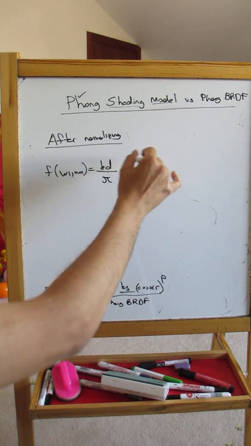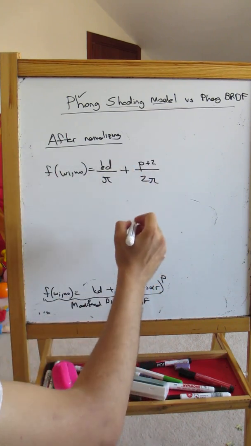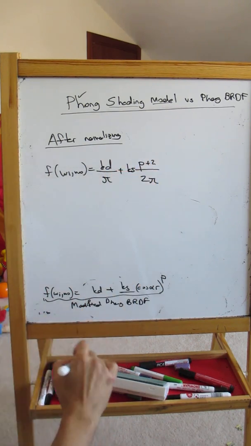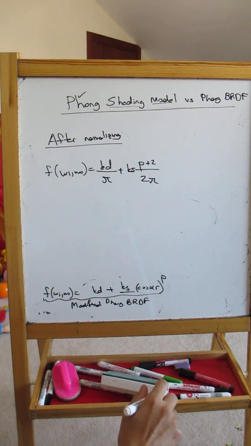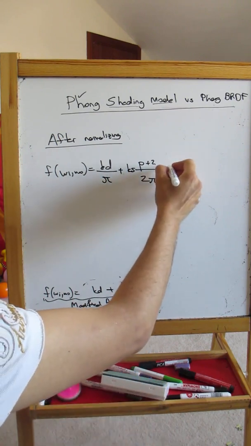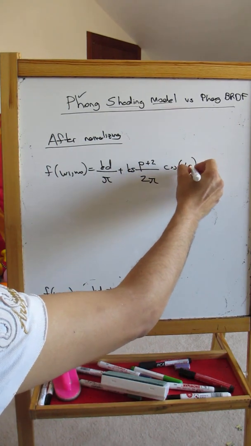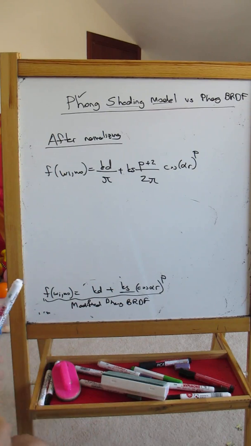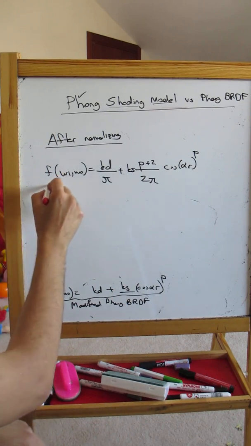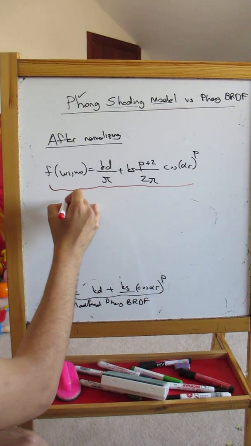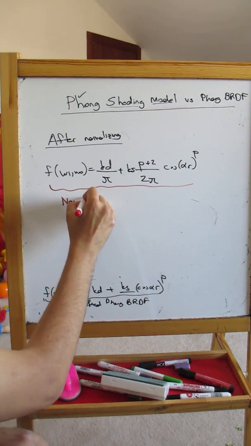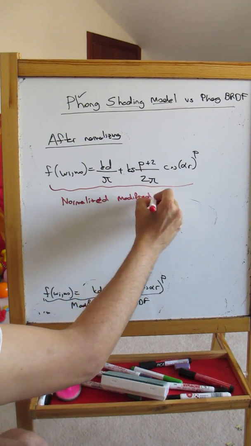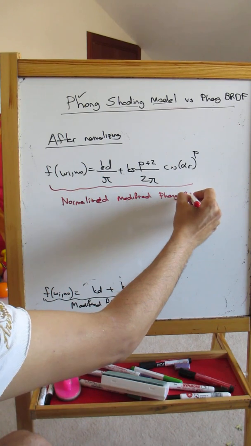So this should be familiar to you. And then we have Ks, let's write Ks times n plus 2 divided by 2 pi, and cosine alpha r to the power of n. So this BRDF is energy conserving. We can write this as the normalized modified Phong BRDF.